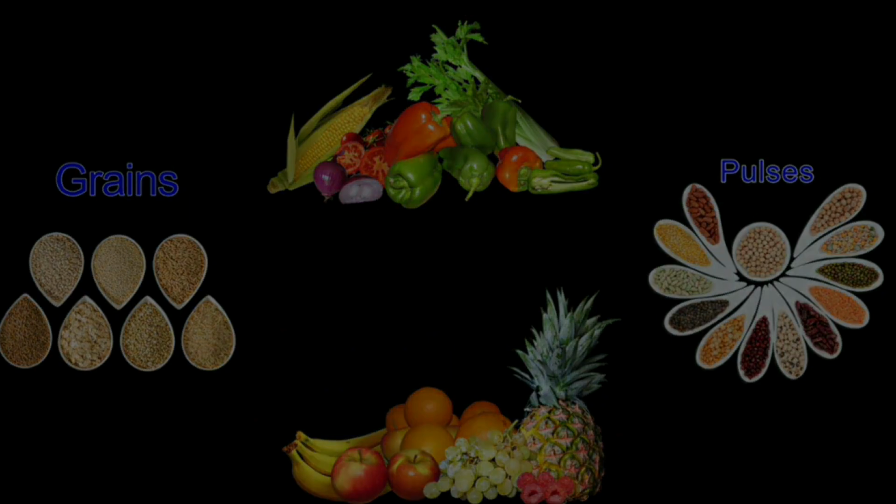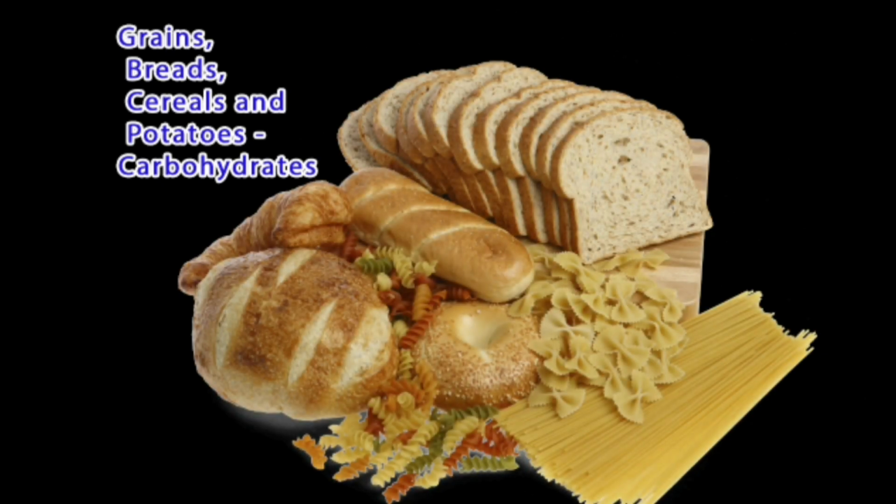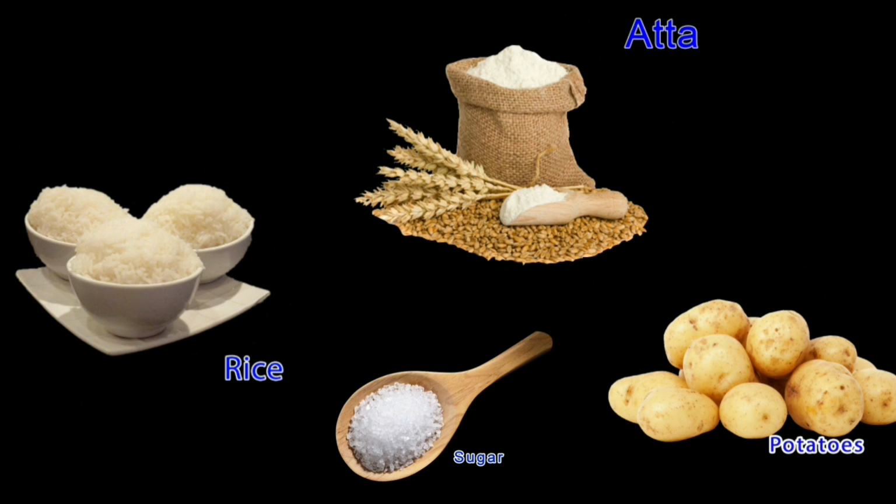Children, do all foods contain all these nutrients? Today we are going to do some tests for checking the presence of carbohydrates, proteins and fats in food items. Let us begin by testing different food items to see if they contain carbohydrates. There are many types of carbohydrates. The main carbohydrates found in our food are in the form of starch and sugars.